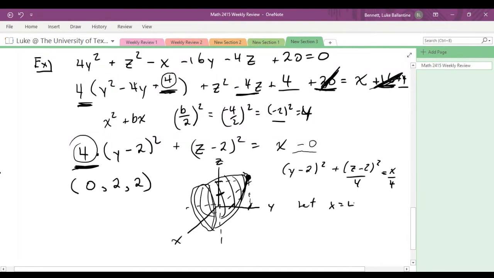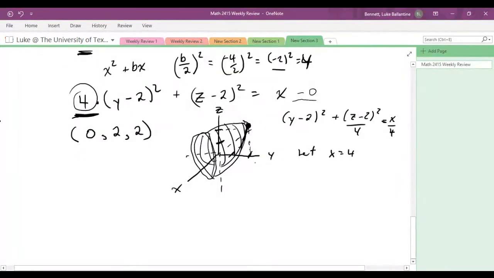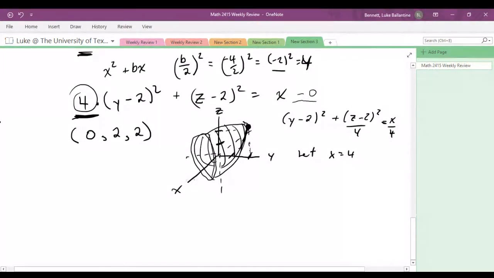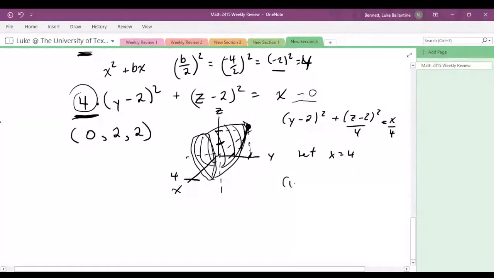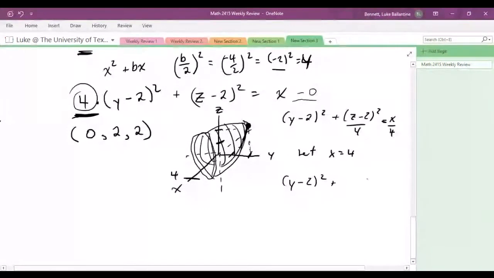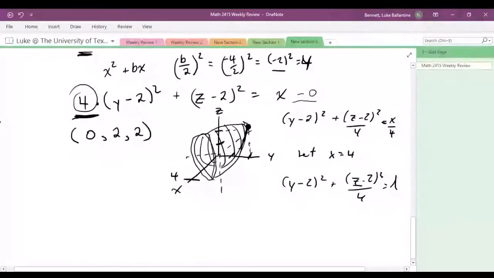Let x equal 4. So that means we're 4 units out on the x-axis. This is the plane x equals 4. And then we're going to look at the impression left. We have y minus 2 squared plus z minus 2 squared over 4 equals 1. What is this a picture of? What does this equation mean? What shape is this?